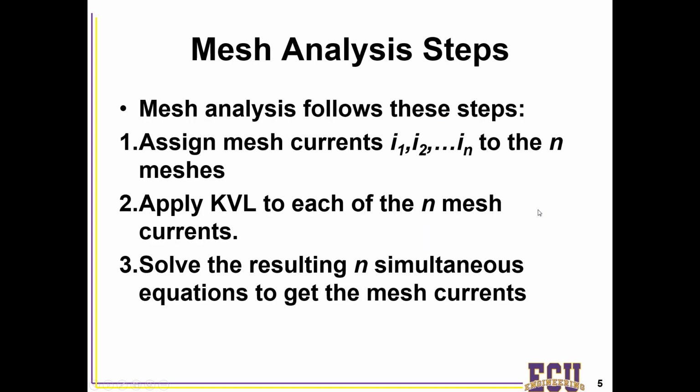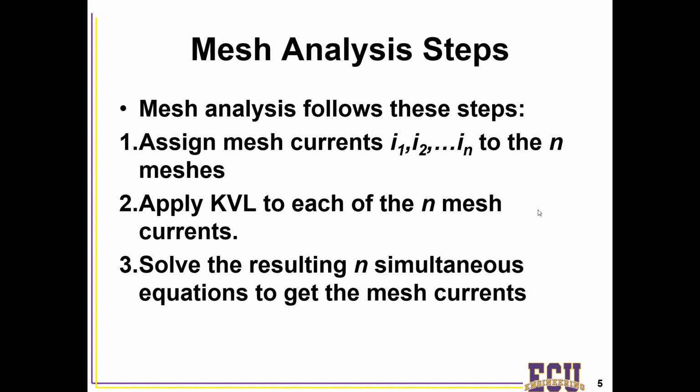So what are the steps in mesh analysis? Number one, you want to assign a current value to each of the meshes. You're not going to say this is 5 amps, this is 7 amps, but we'll just call those variables. Each mesh will have its own mesh current, I1, I2, all the way up through IN for each of the N meshes.